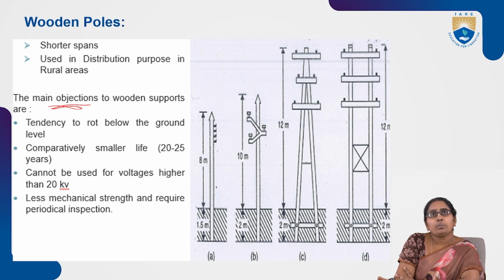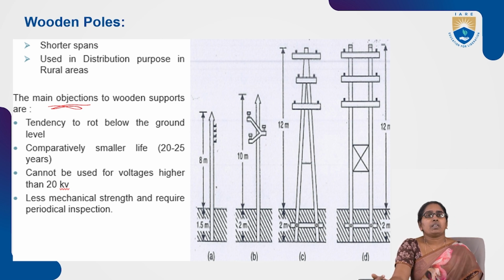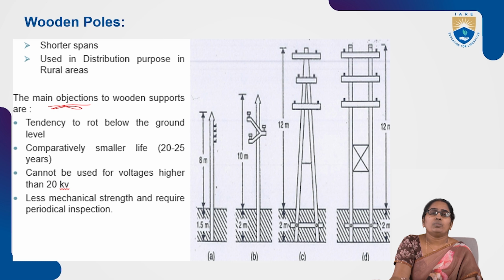Now there are some limitations, objections, for the wooden poles. First one, tendency to rot below the ground level. The pole under the ground is going to rot after some period. Second point, comparatively smaller life, given as 20 to 25 years. Next, cannot be used for voltages higher than 20 kV. Less mechanical strength, and requires periodical inspection. Once in a while it is supposed to be monitored and checked to see how its condition is.